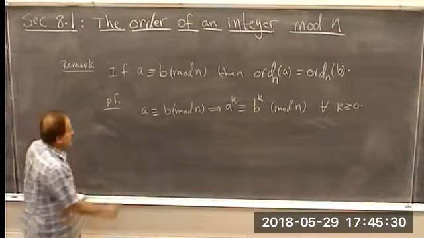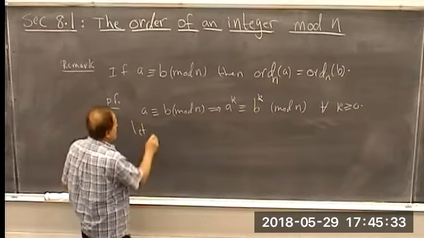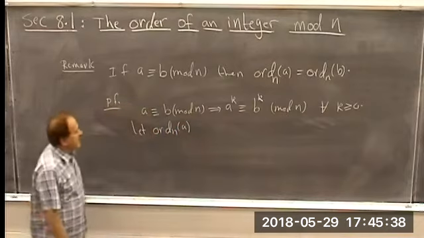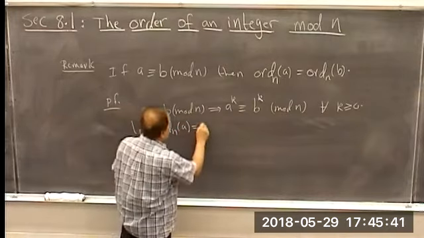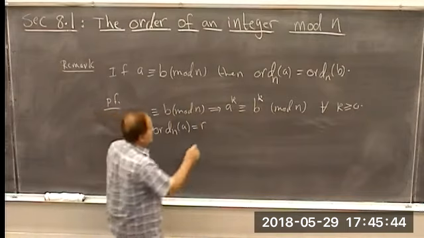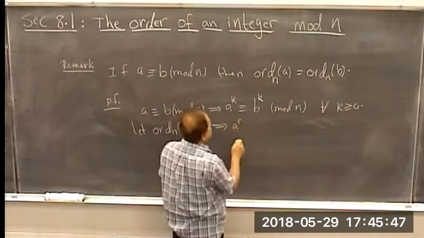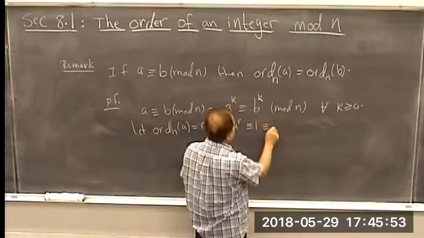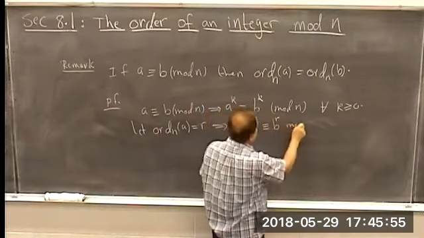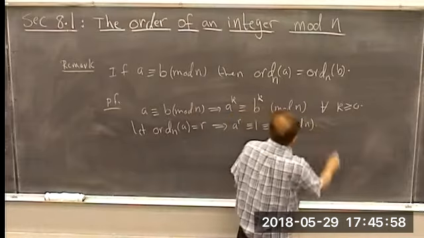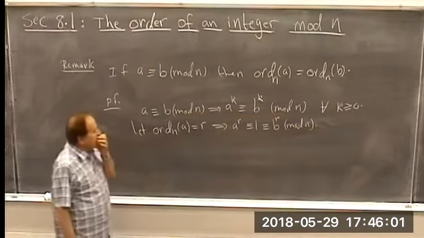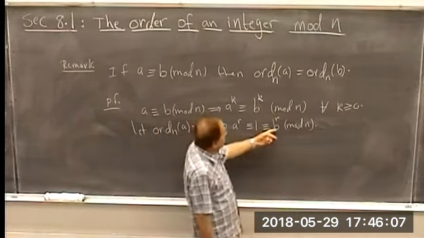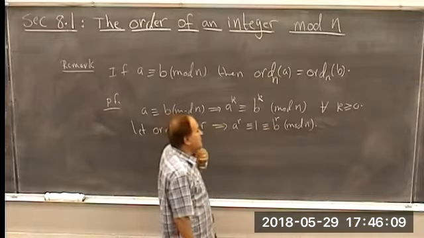All right, so let's assume that the order of, let's say, A is equal to r. This implies that A to the r is congruent to 1 mod n, but also A to the r is congruent to B to the r mod n. So at least I know that B to the r actually is congruent to 1 mod n. Now we need to show it is the smallest.